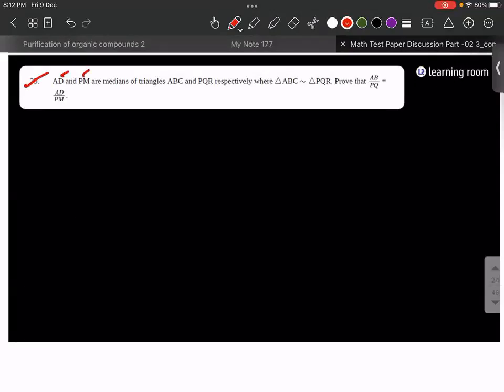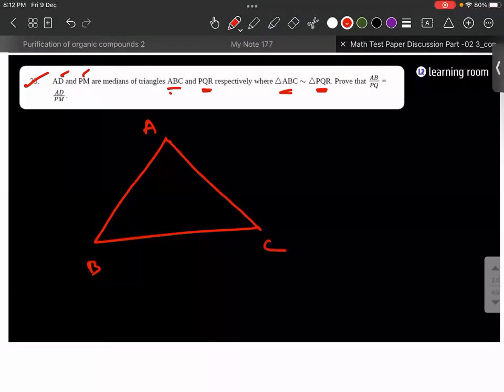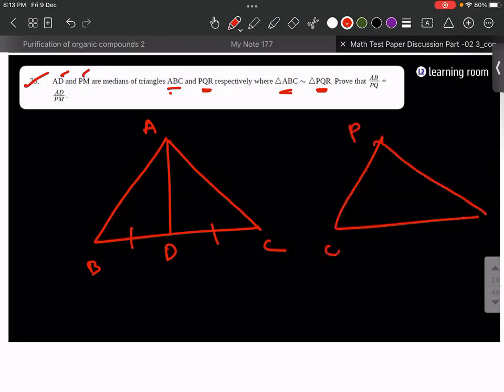So AD and PM are the medians of triangles ABC and PQR respectively, where triangle ABC is similar to triangle PQR. You have triangle ABC, AD is the median. You have triangle PQR, PM is the median. Prove that AB divided by PQ is equal to AD divided by PM. So how to do that?